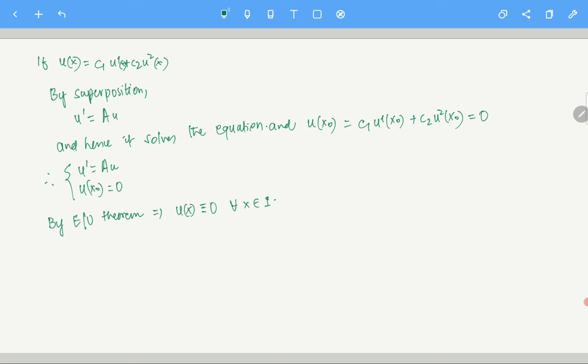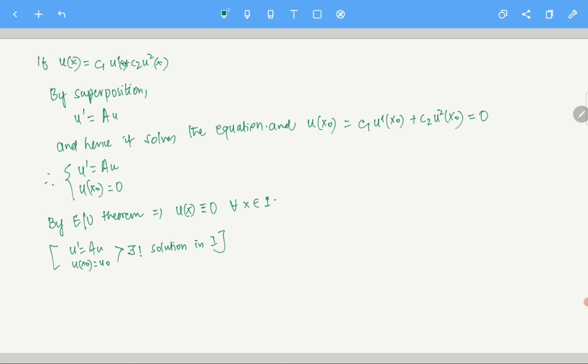If you want to write it properly, let me write it down. The existence uniqueness theorem says that u prime equals A of u, and u at the point x naught, let's say that's your u naught. If this is the equation given to us, then there exists a unique solution globally. So basically in I, whatever the interval is, I. Okay, that's the existence uniqueness.